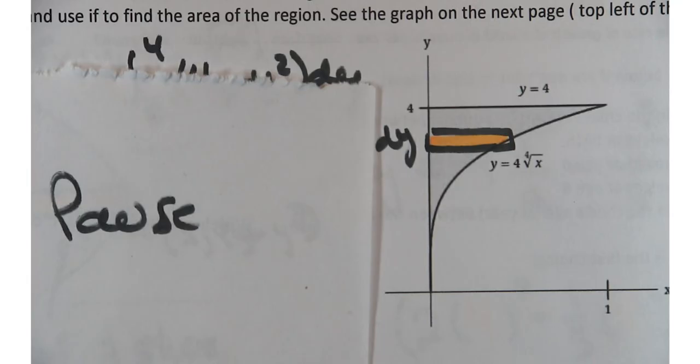If you're looking at the 4th root of x and going, I don't know what the antiderivative is, you might help yourself if you rewrite that using rational exponents. Rewrite it as x to some power.